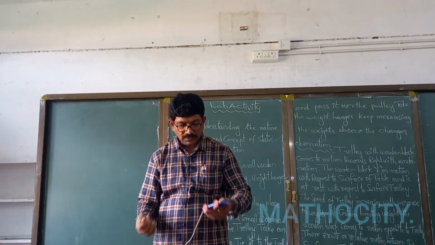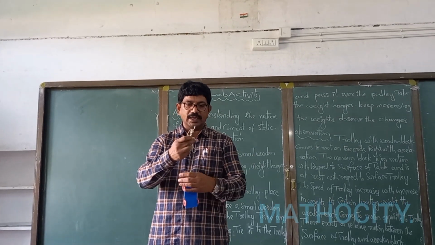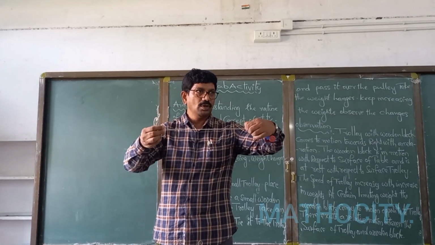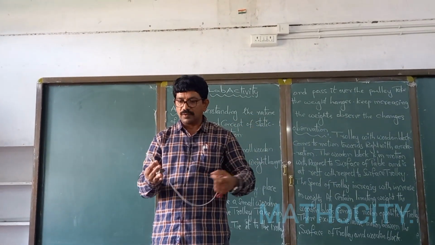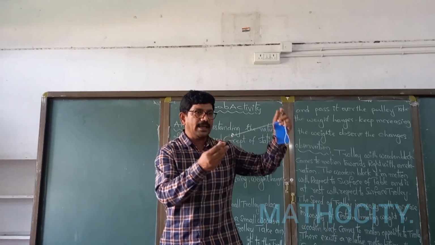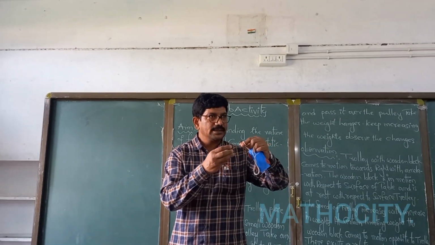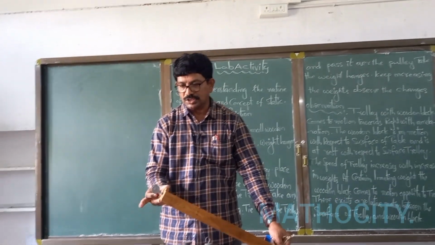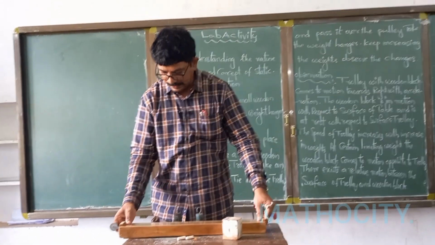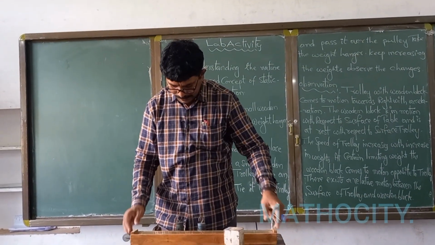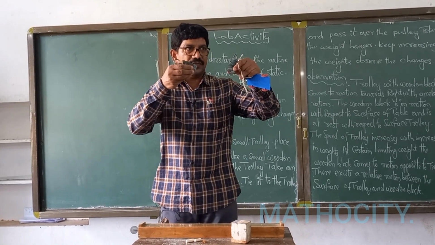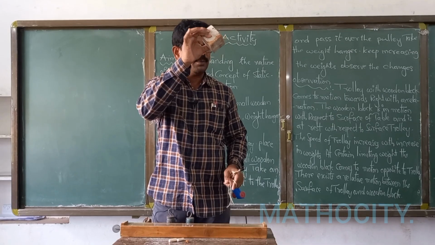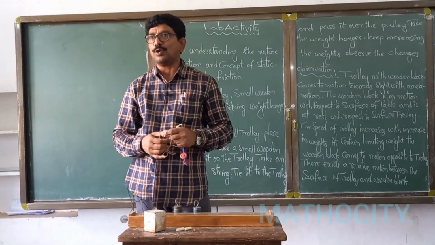Next one, inextensible string. Next one, weight hanger. This is known as weight hanger. And this is known as pulley. See this one, this is known as pulley. Okay, next different weights. Next another one, wooden block. What is that? Wooden block. So these are the materials needed to do this activity.